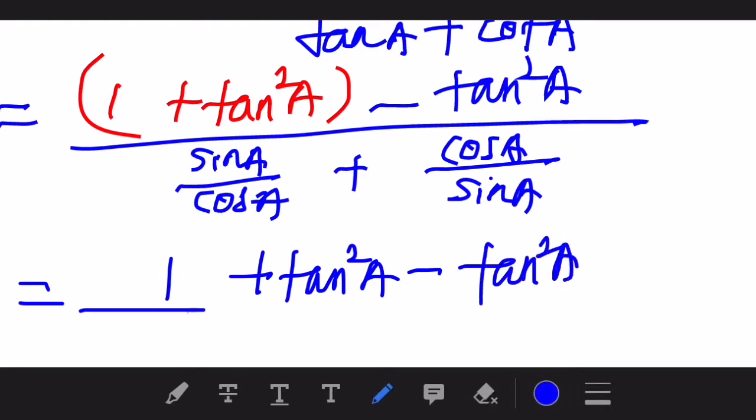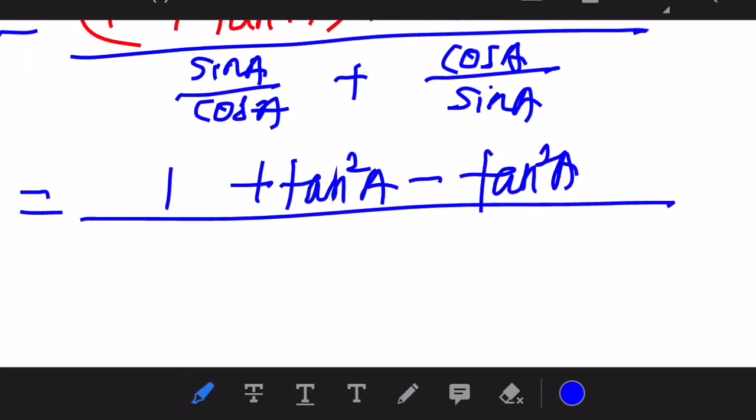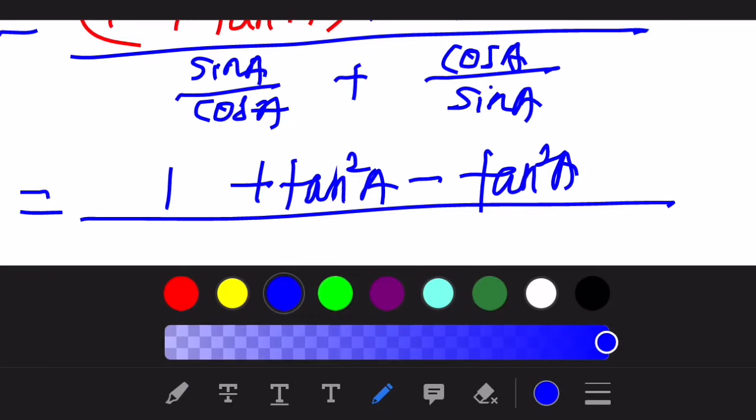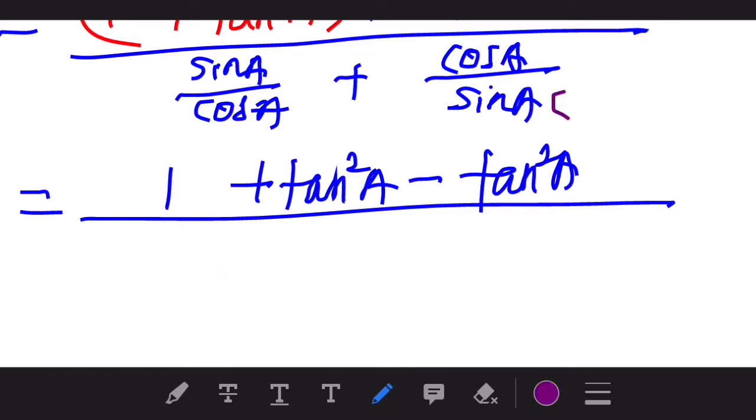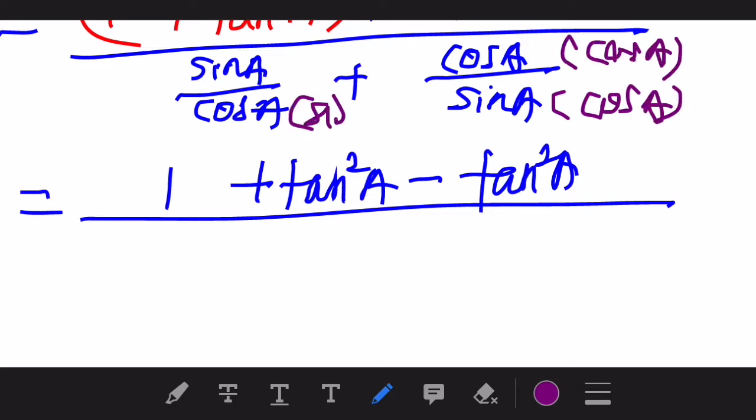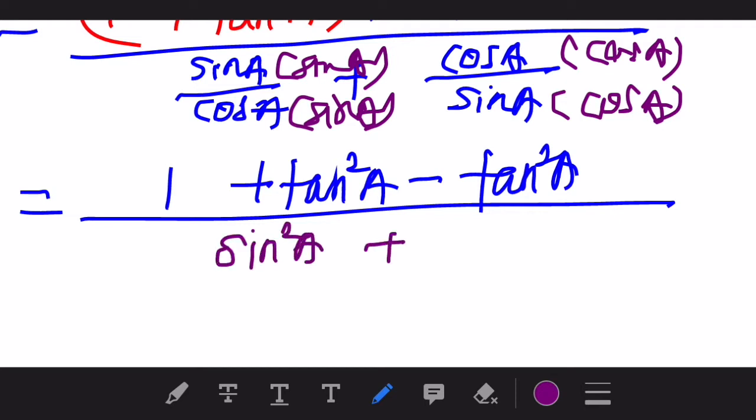1 plus, 1 minus. And here, when the denominators are not the same, what must you do? Of course, you will times with something that will make the denominator the same. So here you times cos A. Here you will times the sine A, you know. You understand? Okay, so that you can join them. Sine A times sine A is sine square A. Cos A times cos A is cos square A.